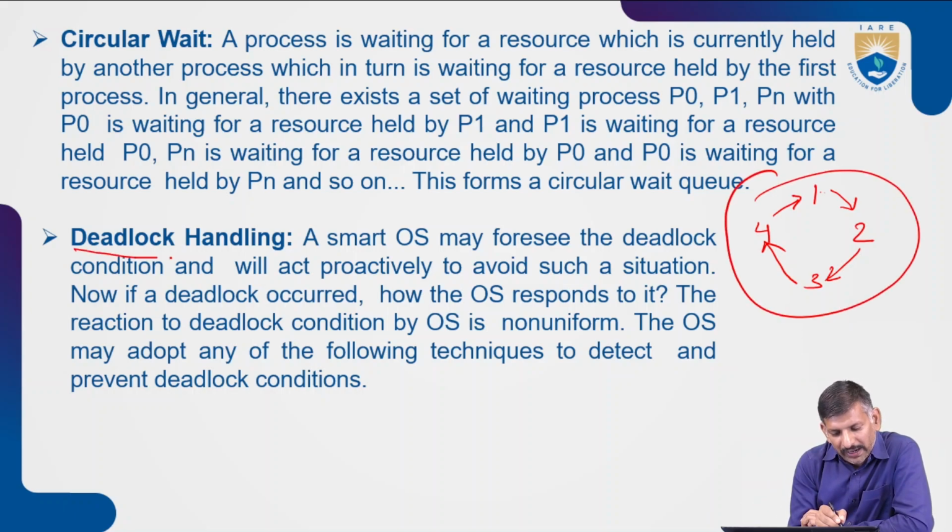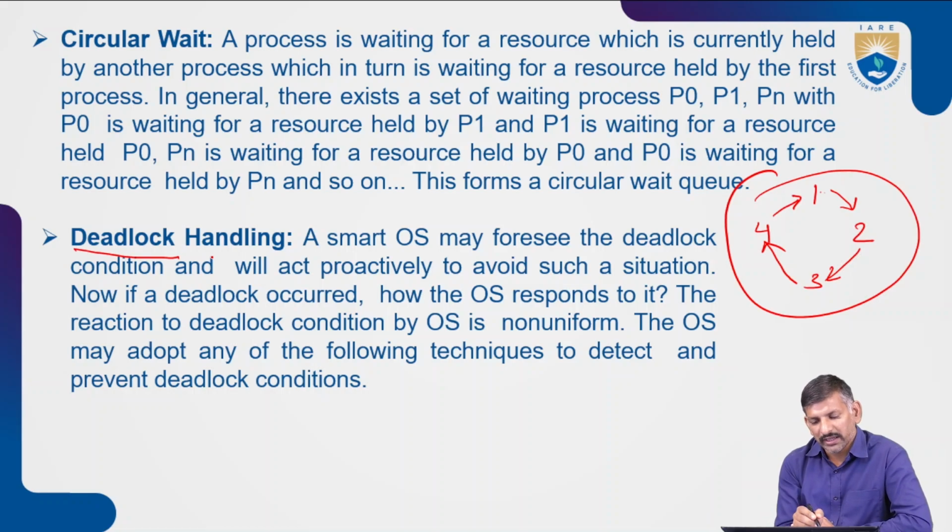Next, deadlock handling means a smart OS may foresee the deadlock condition and will act proactively to avoid such a situation. It will estimate the possibilities of getting deadlock conditions in the desired OS. Now, if a deadlock occurred, how does the OS respond to it? That depends on the design of the operating system kernel. The reaction to deadlock condition by the OS is non-uniform. It may vary. The OS may adopt any of the following techniques to detect and prevent deadlock condition.